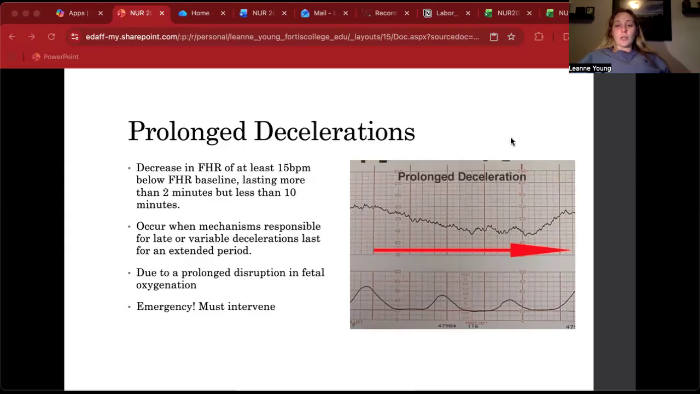Emergency. These are emergencies. If you see that, you're preparing to go back for a C-section most of the time. So we need to intervene. We need to turn our mom on her left side to increase the perfusion of blood flow to the placenta, give her an IV fluid bolus, administer oxygen at 10 liters via non-rebreather face mask, put her on her hands and knees if we still don't have that fetal heart rate recover back up to that original baseline, and call our provider because we're going to most likely have a C-section.